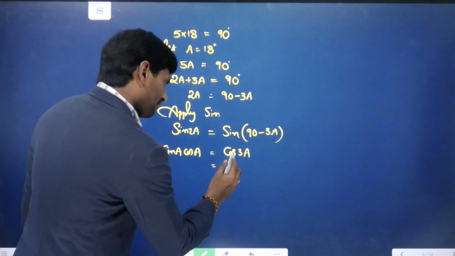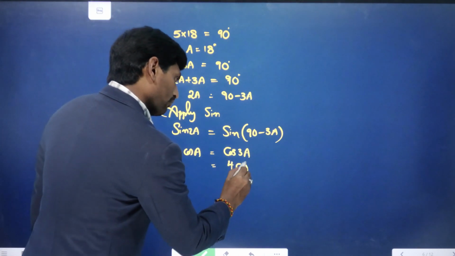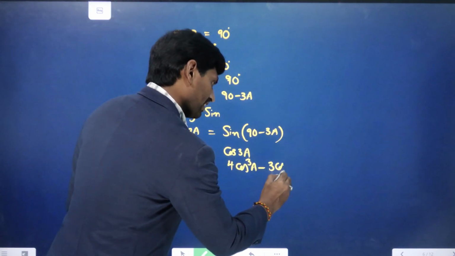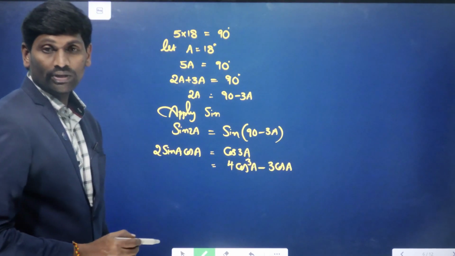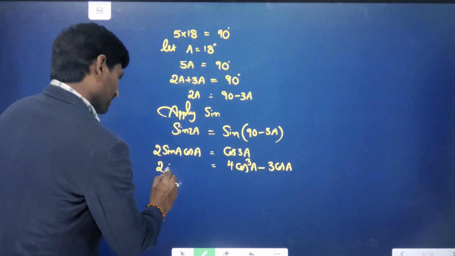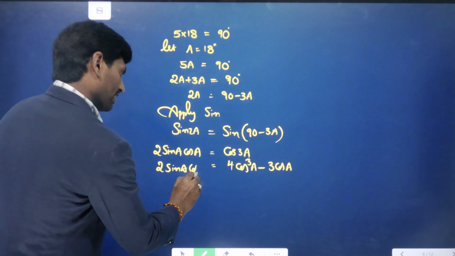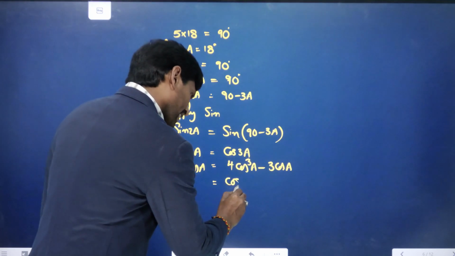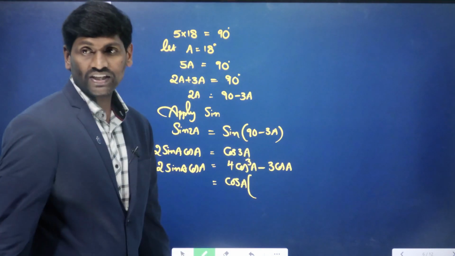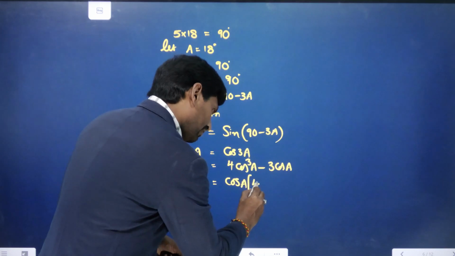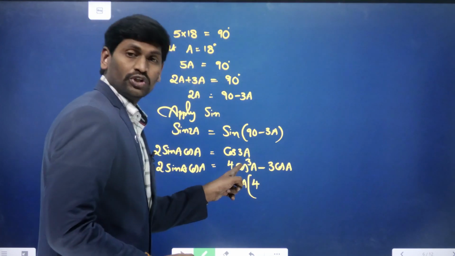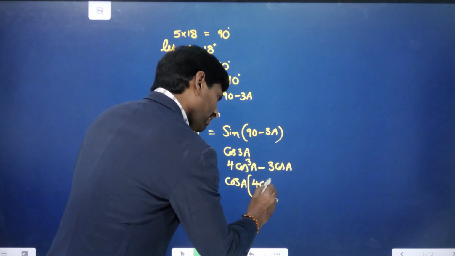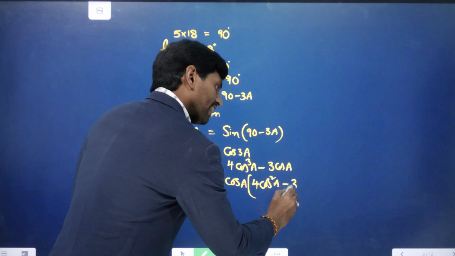And what about the cos 3A formula? It is 4 cos cube A minus 3 cos A. Left side is 2 sine A cos A. Now from these two terms on the right, I am going to take cos A as a common term. Then what is remaining? 4 is remaining. Cos cube A, if you take out cos A, cos square A will be remaining. Very good. Cos square A minus 3.